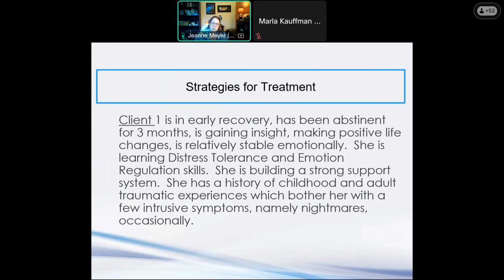So if we think about it, this client is in early recovery, been in abstinence for 3 months, is gaining insight, becoming aware, making positive changes, relatively stable. She's learning stress tolerance and emotion regulation skills. She's building a strong support system. She has a history of childhood and adult traumatic experiences, which bother her sometimes with nightmares. So she's not having nightmares every night. She's not having flashbacks. She overreacts in some situations. But basically, she's stable.